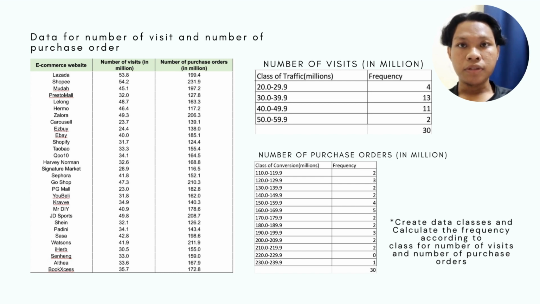As for the number of purchase orders, I have divided them into 13 classes, starting from 110.0 to 119.9 until ending with the last class, which is 230.0 to 239.9. The frequency of the first class is 2, while the frequency of the last class is 1. We find this frequency according to the estimated number that has been set on each different class. All those frequencies can be obtained from the same table that refers to the number of purchase orders.